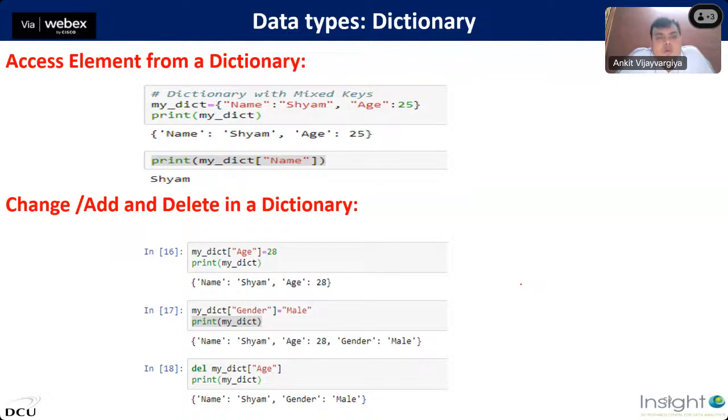So how to access the element from the dictionary? Is there any question? No. So how to access the element from the dictionary?